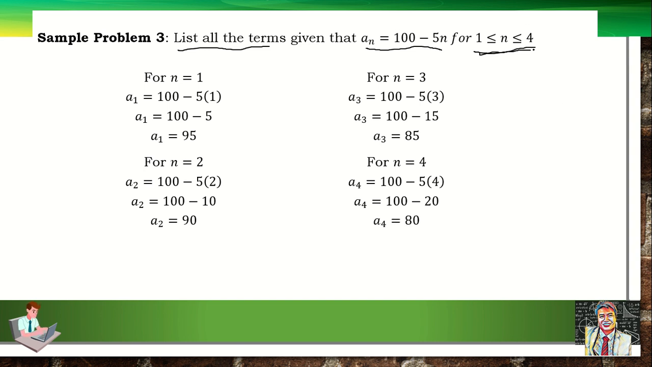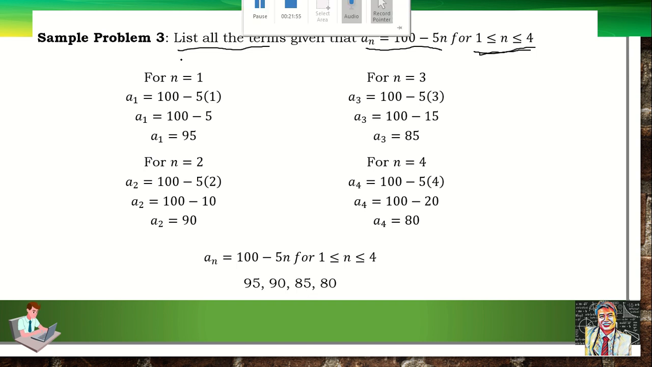Since hanggang 4 lang naman ang kinukuha natin, so list down natin. Ayan. A sub n is equal to 100 minus 5n, for n is greater than or equal to 1 and less than or equal to 4. So that is 95, 90, 85, and 80. No need to add kasi list down lang naman. List all the terms. So this is the answer: 95, 90, 85, and 80. Okay?